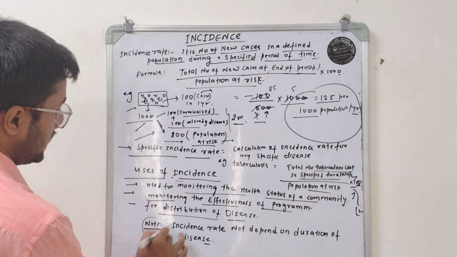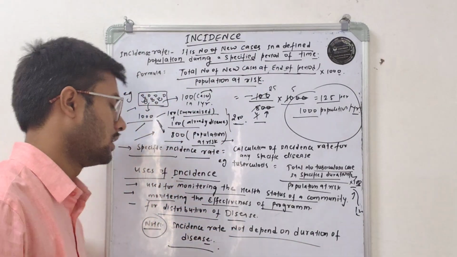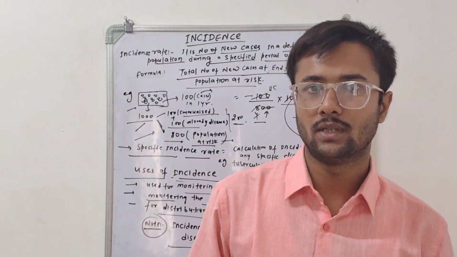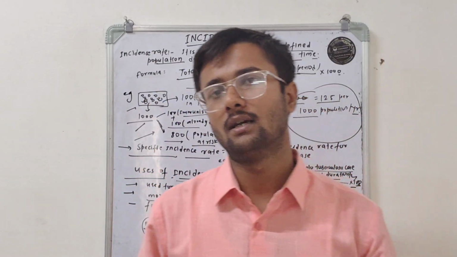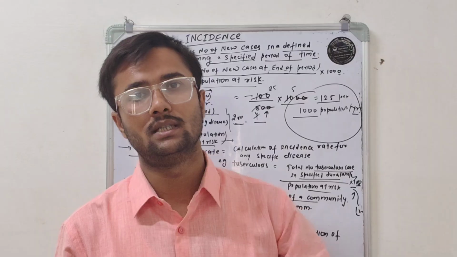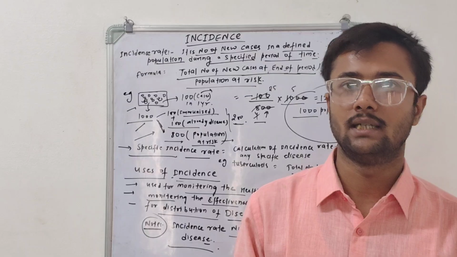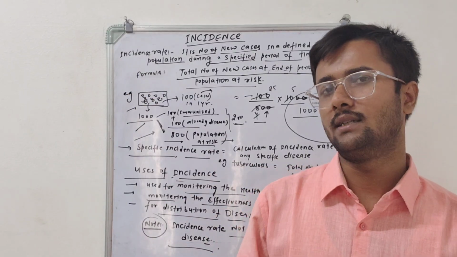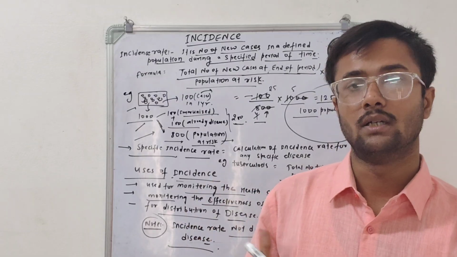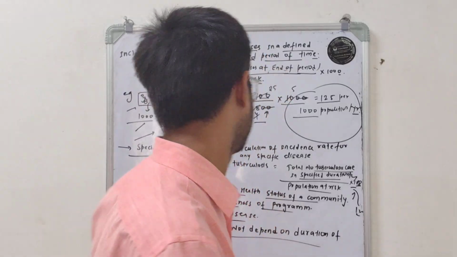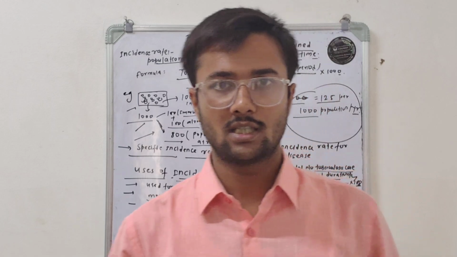One important point is that the incidence rate does not depend on the duration of the disease. It will not matter for how many years a person is affected by the disease. Let's suppose if a person is affected by a disease for 10 years, there is no role of this duration of disease in the calculation of incidence rate. So this is all about the incidence rate. In the next video we will discuss prevalence.